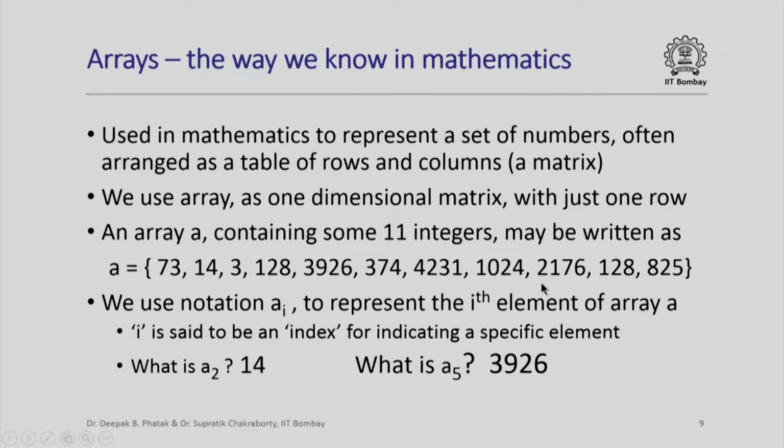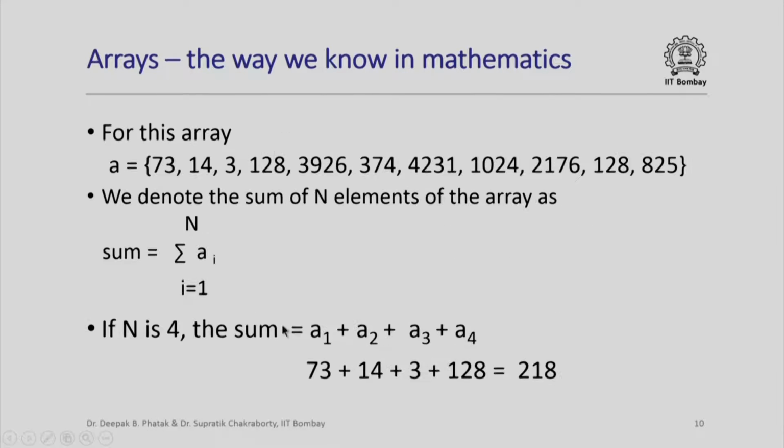Observe that this mathematical structure is so elegant, it has a single name for all its elements, and individual elements can be addressed by using a subscript which is nothing but an index to an element. For this array, we can denote the sum of n elements of such an array as sum is equal to sigma A i, i varying from 1 to n. This is a typical standard mathematical notation. For example, here if n is 4, then the sum will be nothing but the total of the first 4 elements 73, 14, 3 and 128, which works out to 280.